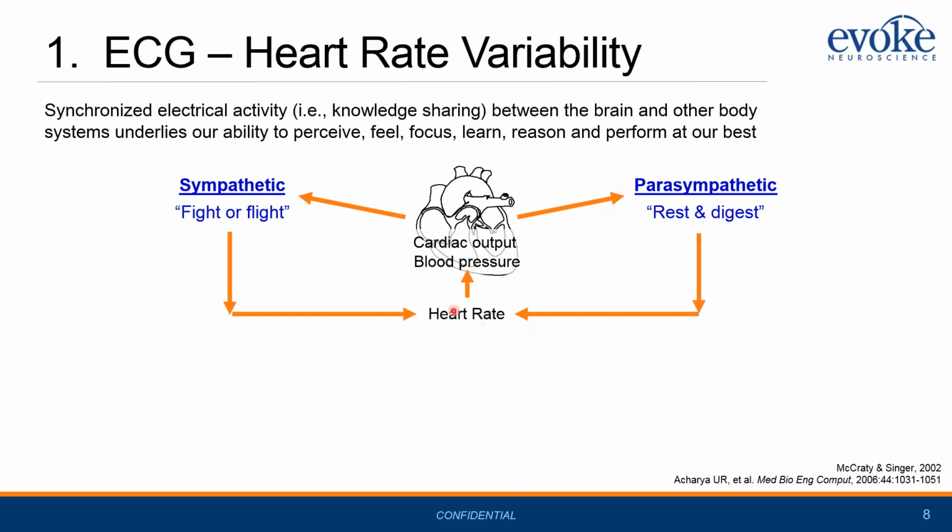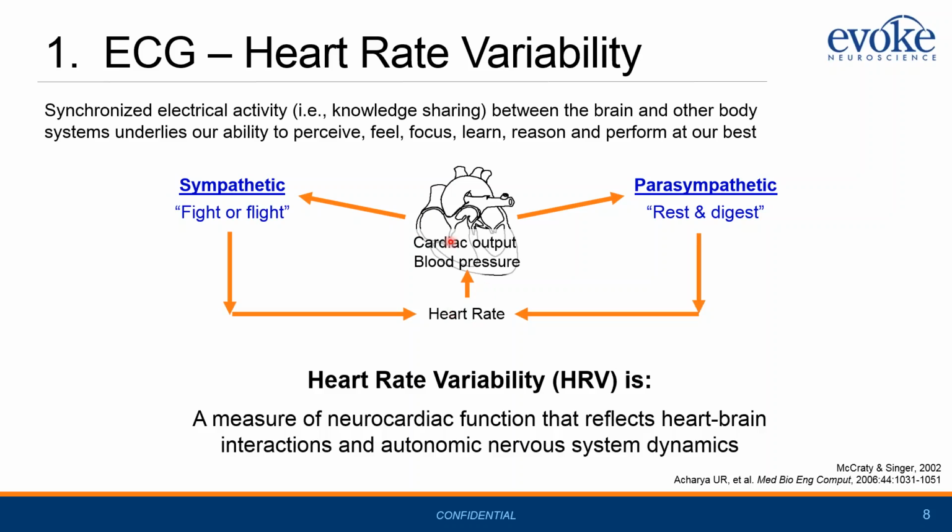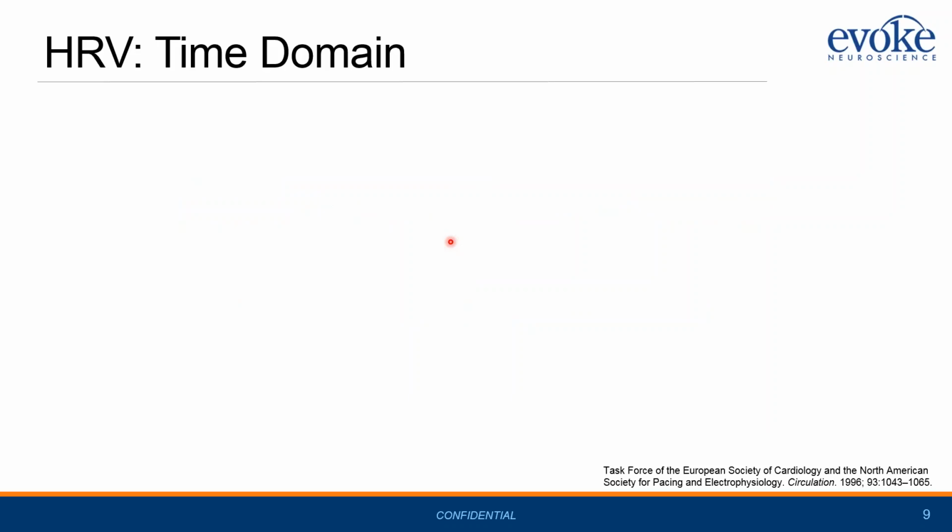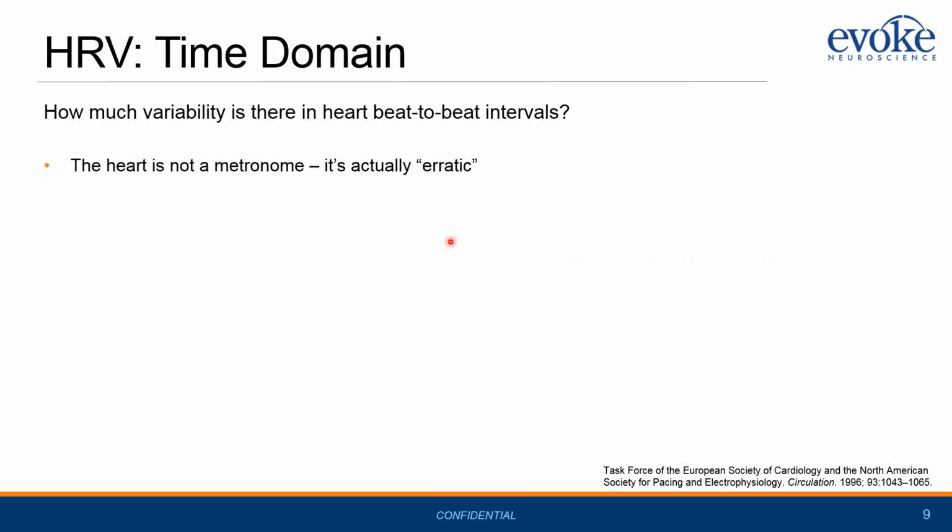But heart rate alone isn't going to give us this kind of insight. What we really want to look at is heart rate variability. Now, that's a measure of neurocardiac function that reflects this heart-brain interaction and therefore autonomic nervous system dynamics. So heart rate variability really has two components. The first is a time component. That makes sense. We're looking at variability in heartbeat-to-beat intervals, so that's related to time. And the second is a frequency domain, which I'll decode in a moment. But first up, time. Again, how much variability is there in heartbeat-to-beat intervals?